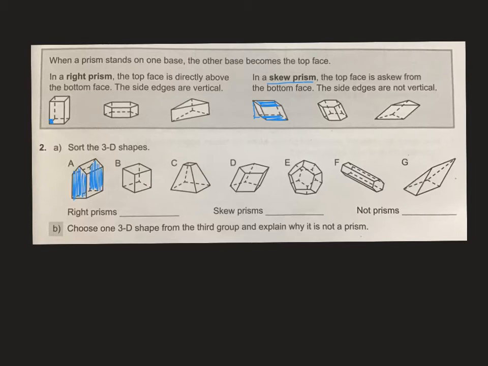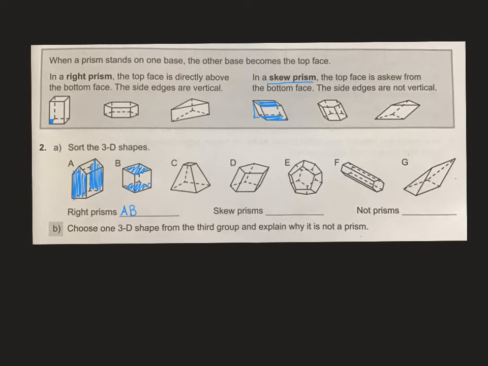So we have two pentagons. Are these right prisms? Do they directly go across or are they skew? They're right prisms. So we would put A on the right prism list. Now for B, would it be a right prism, skew prism, or non-prism? It would be a right prism as well, because whether we go the top and the bottom, everything's kind of meeting at 90-degree angles. What about for C?